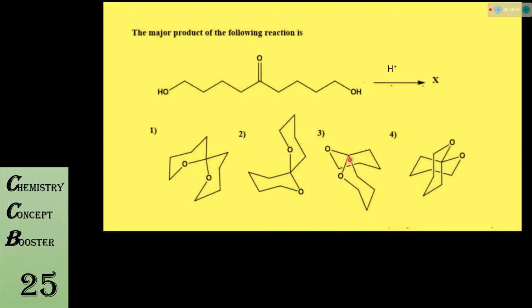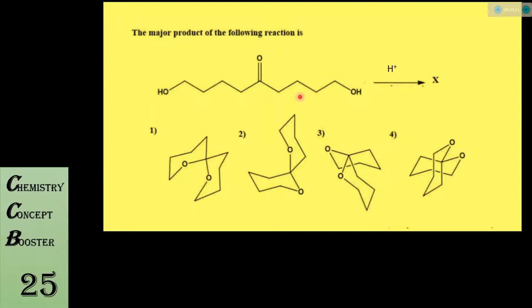So among these 4 options, which one will be the correct one? So we have to decide the correct conformations of these 2 cyclohexane chair forms. So let's decide. 2 alcoholic OH groups, meaning 2 hydroxyl groups within the molecule along with the carbonyl, so there is obviously a chance of formation of ketal moieties. So in this case it is a spiroketal.